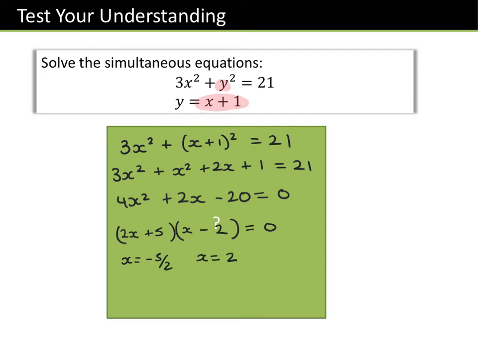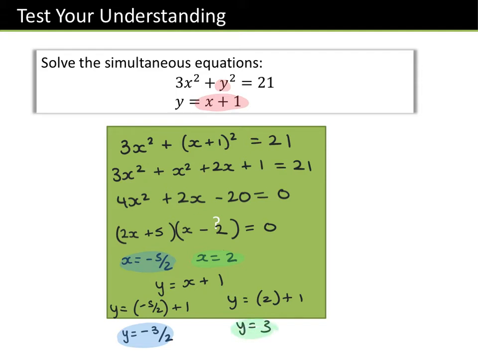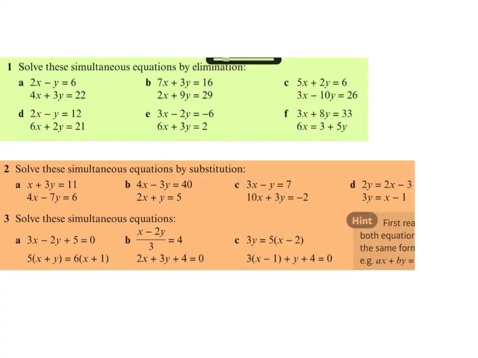I'm going to substitute that back into y equals x plus 1. So here I'm going to have y equals minus 5 over 2 plus 1. So y equals minus 3 over 2. And then here I'm going to have y equals 2 plus 1. So y equals 3. And remember, please can we make sure it's clear which values of our x and y are paired together. Okay? Now, if you're happy with that, please can you do some questions from here?